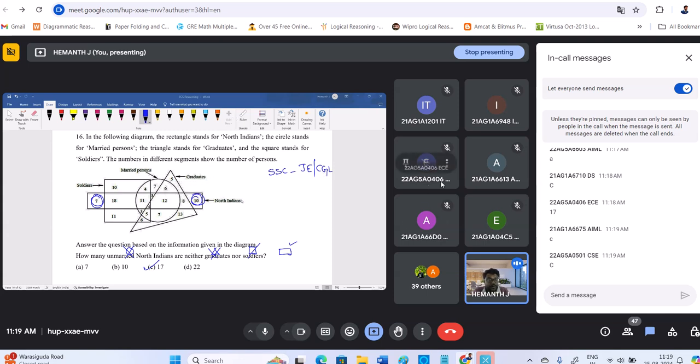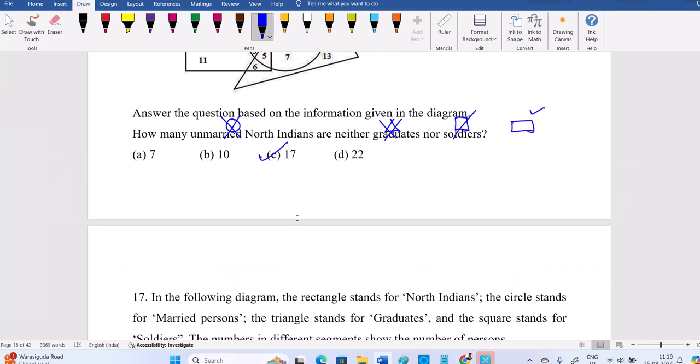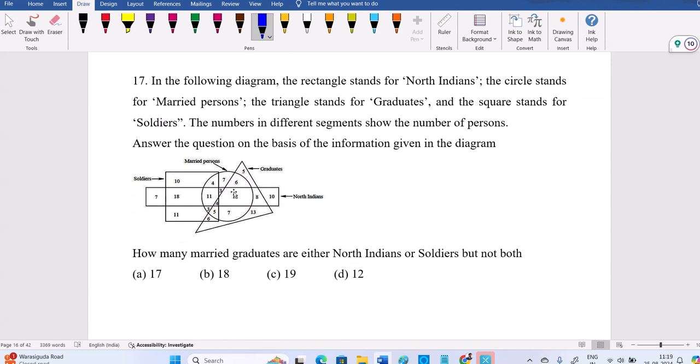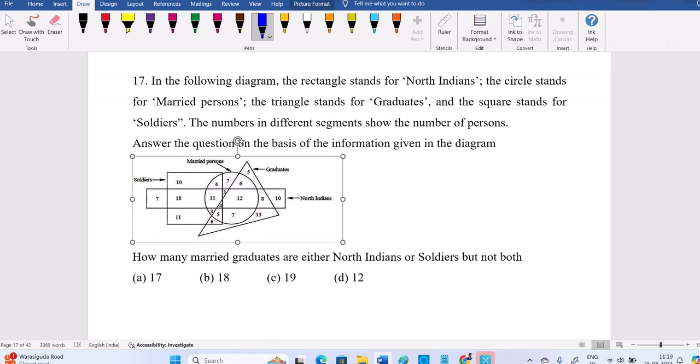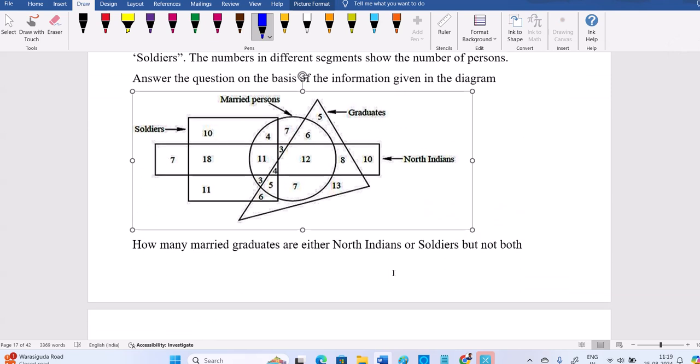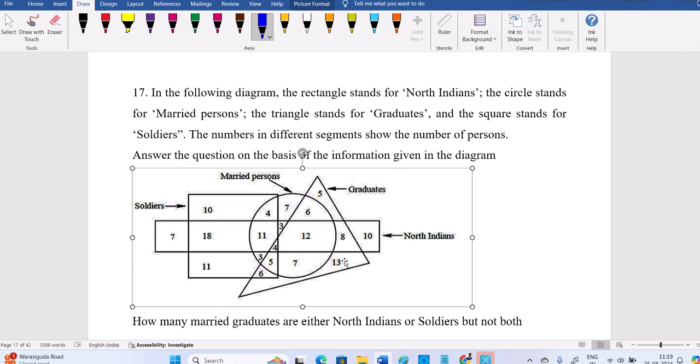Right. So they give two questions here, not one question. You can find two questions related to these Venn diagrams. So see the other question, same diagram, they'll give two questions actually. Now read the question carefully.